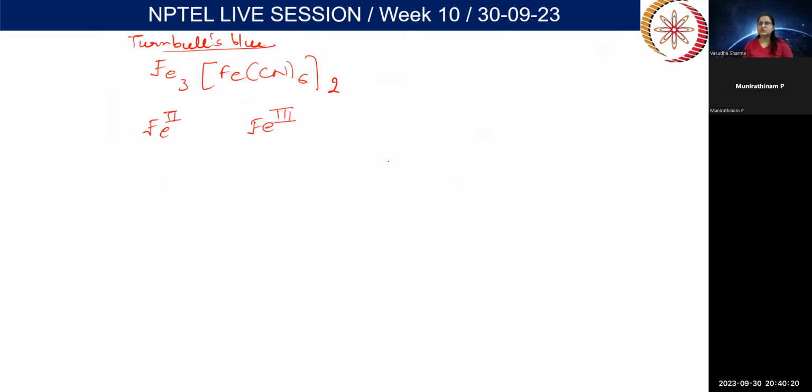So in the next case, Turnbull blue, it is having this kind of structure where the outer one is Fe2 and the inner one looks to be Fe3. But it is also giving us the same spectra as we were getting for the Prussian blue. So why is it happening? How come both the things are having different chemical formulas, but still they are the same?